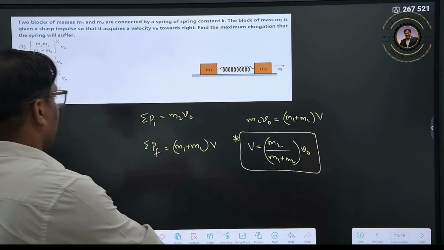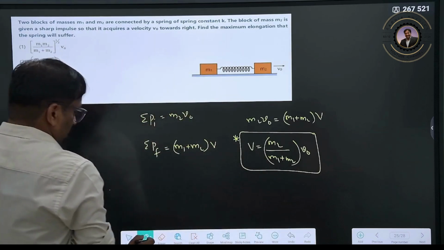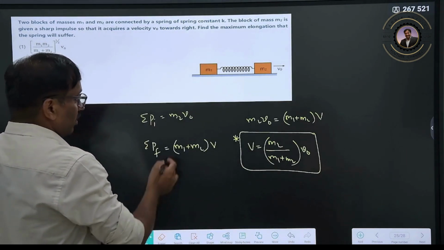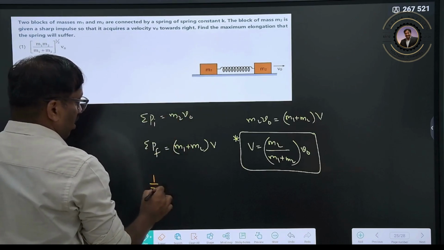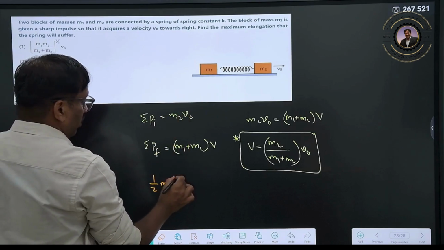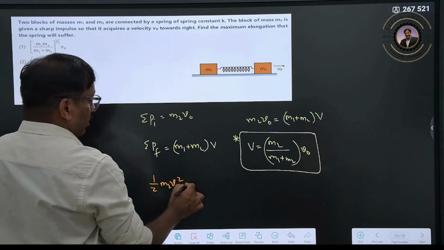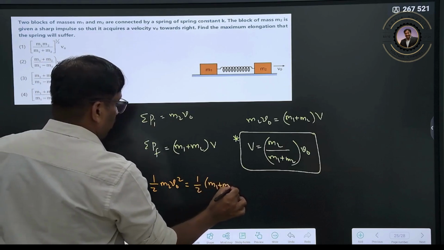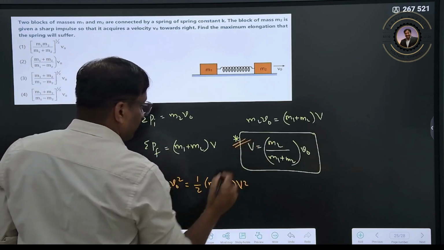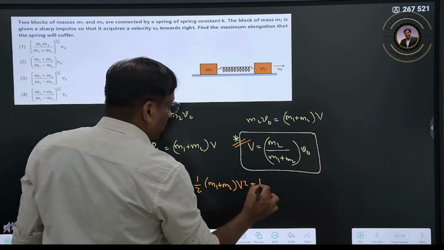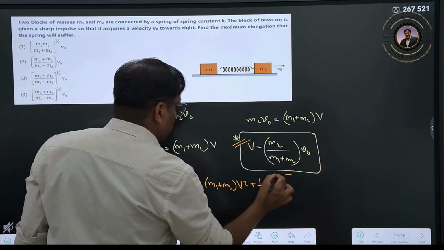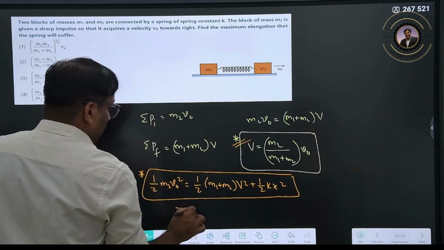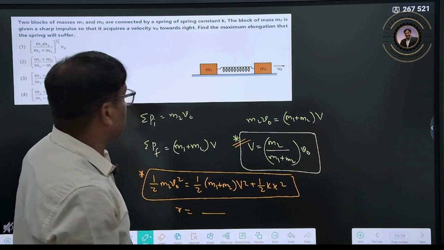Therefore, what will be your maximum elongation now? Again you have to go for the law of conservation of energy. Initially, what was the energy? Half m2 into v0 square. This is your initial energy. Final energy is how much now? Half m1 plus m2 into v square, where this is v, plus 1 by 2 k into x square. Please solve this problem. Solve for x, then you can get your answer.